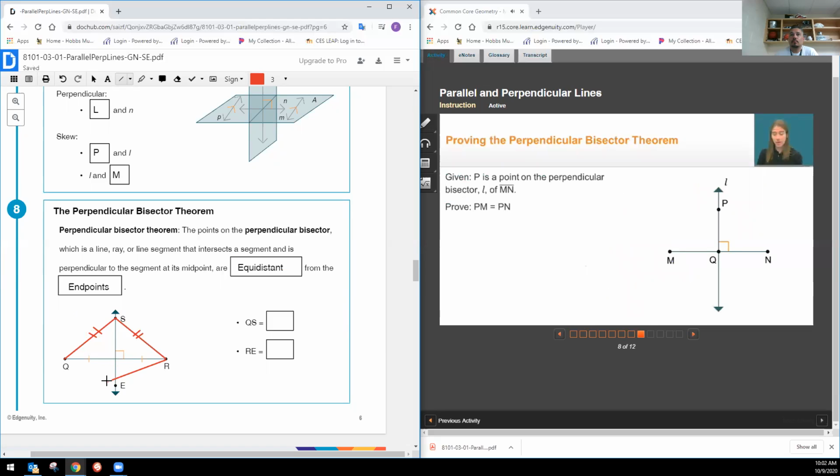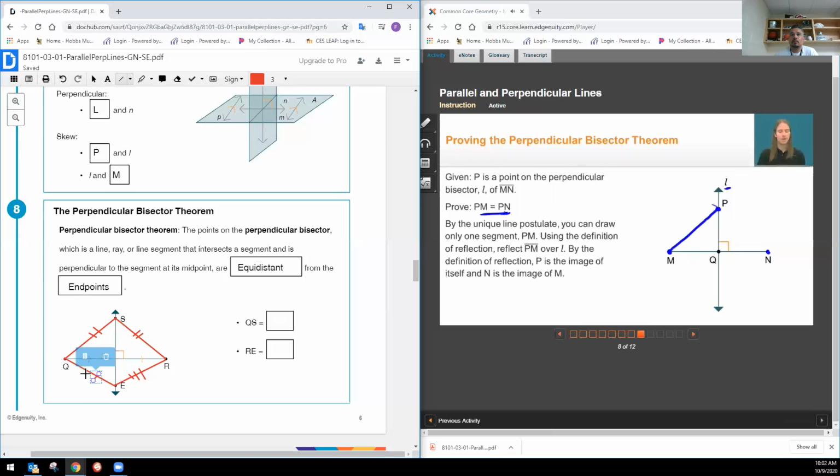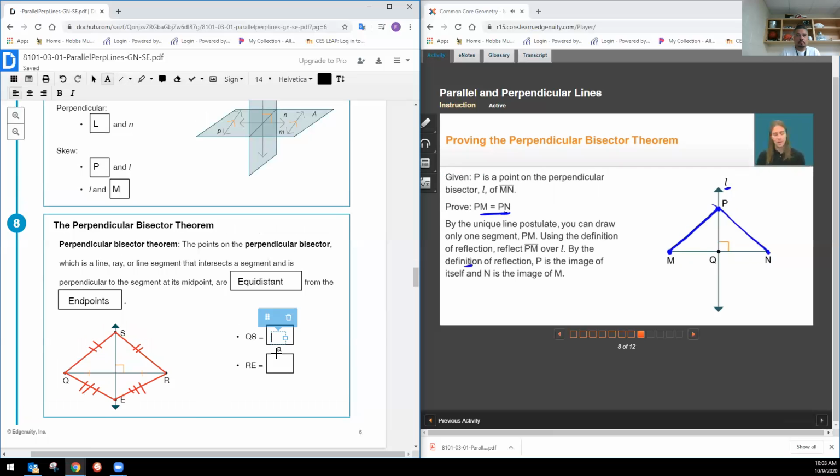Here we are given that P is a point on the perpendicular bisector L of line segment MN. We need to prove that the distance between P and M is equal to the distance between P and N. We can start by using the unique line postulate. We know that there is exactly one segment between points P and M. After I've drawn that segment, I can reflect it across line L. It'll look like this when I'm done. By the very definition of reflection, P is its own image because it's on the line of reflection, and furthermore, N is the image of M.